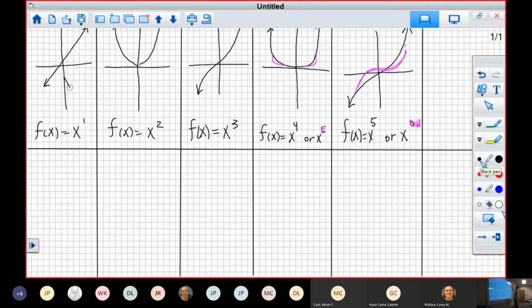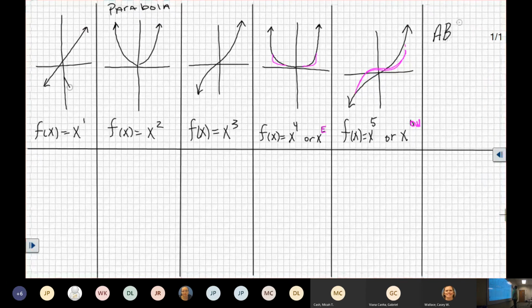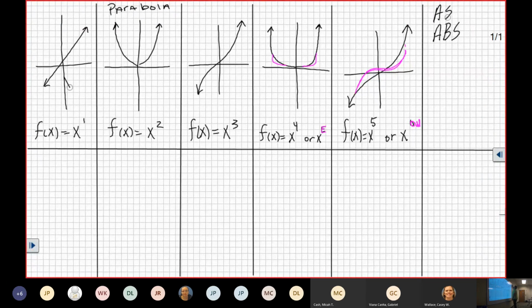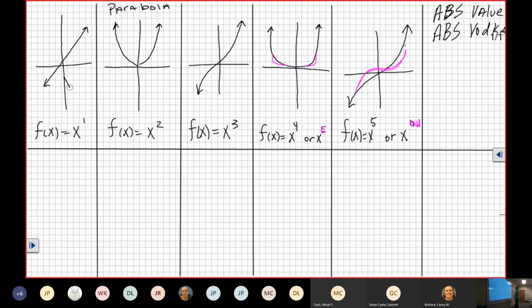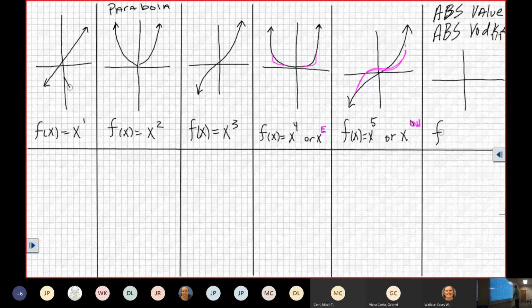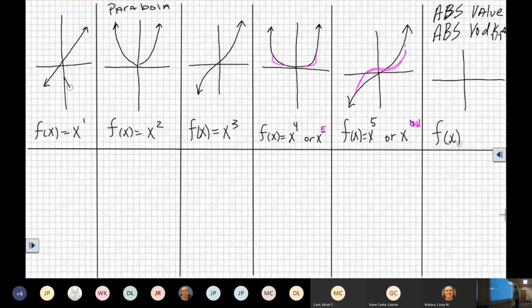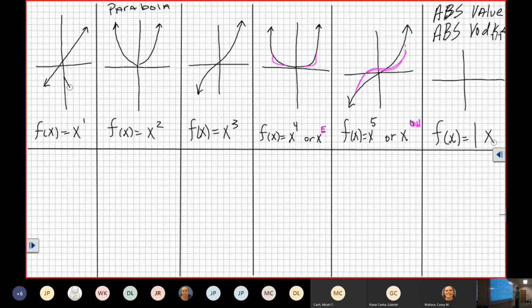Okay, on this one, absolute value. So what does that mean? What does the absolute value function look like? Well, what does value start with? V. That's right, class. Thank you for the interaction. So your function is going to look like a V.